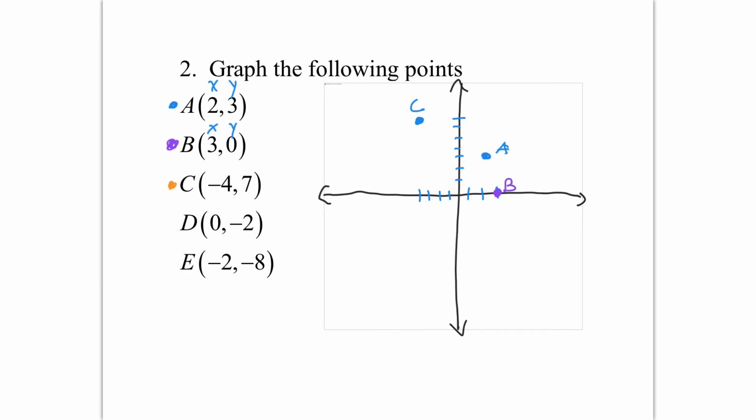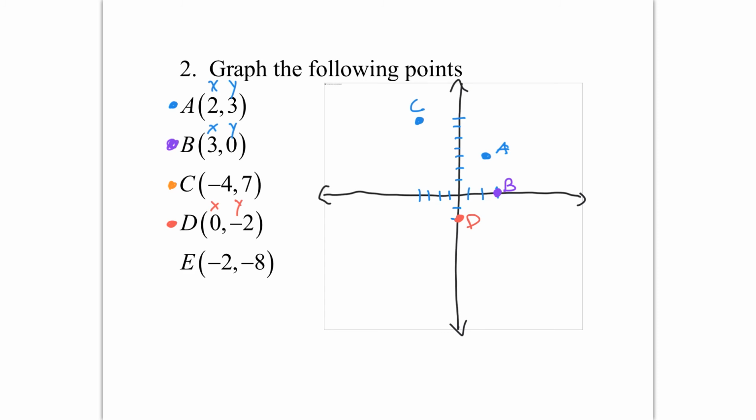Point D is 0, so there's your X, and negative 2 is your Y. So 0 means that you don't move to the left or to the right. When X equals 0, you stay at the origin. But the Y is negative 2, so you guys need to go down 1, 2. So I'm going to make a point right here, and this is point D.